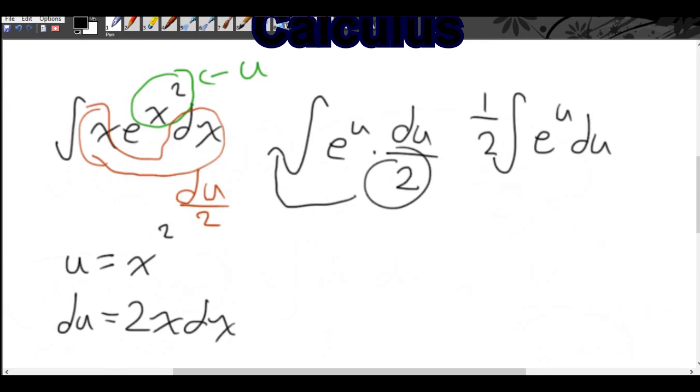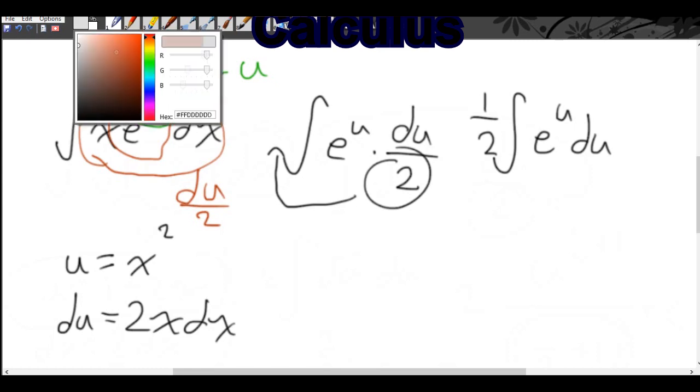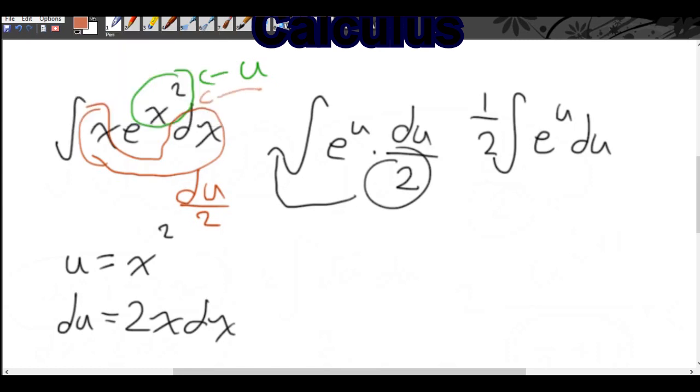Alright, hey guys, so I have this question here: the integral of x times e to the power of x squared times dx. Now, note that our u here is x squared. It is an x squared right here. And our du here is the dx and the x here. So if we choose x squared as our u, we have to differentiate it to get 2x dx. And yeah, here we are.